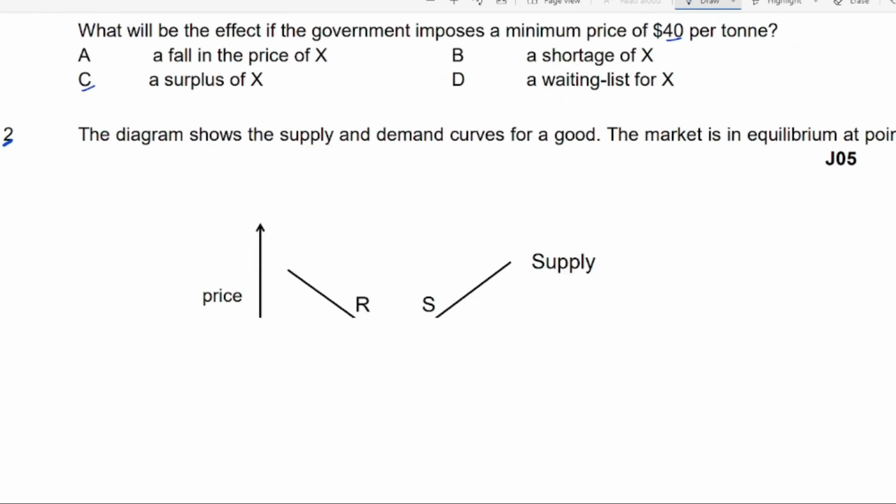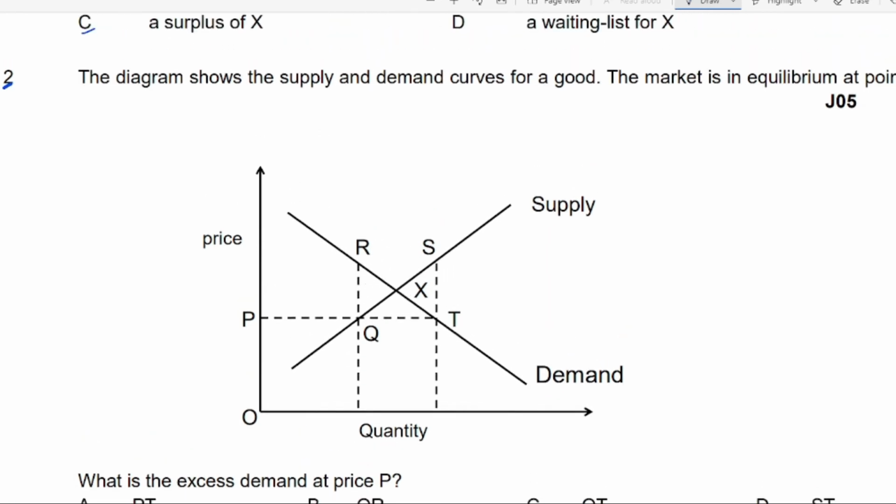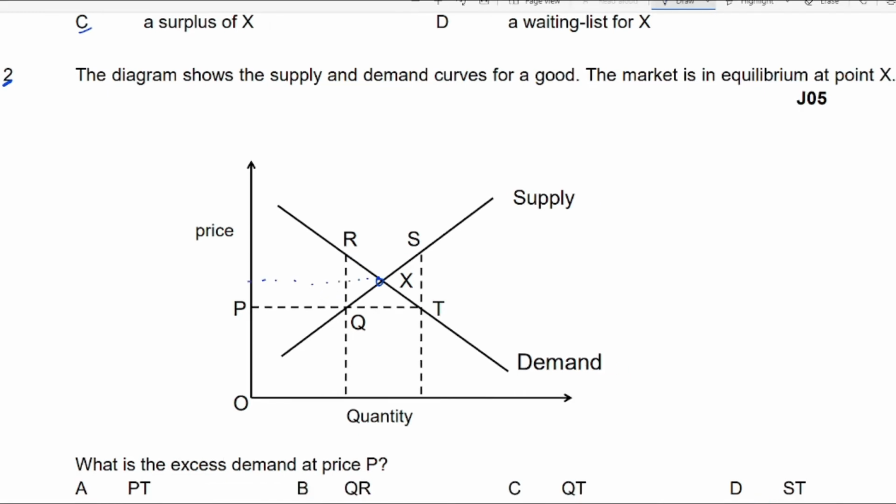Okay, so now moving to the next question, question number 2. The diagram shows the supply and demand curves for a good. The market is in equilibrium at point X, and what is the excess demand at price P? So equilibrium is at X, it means equilibrium price will be somewhere at this point. Let's say it's P1, and if government sets a maximum price below equilibrium, this price is the maximum price.